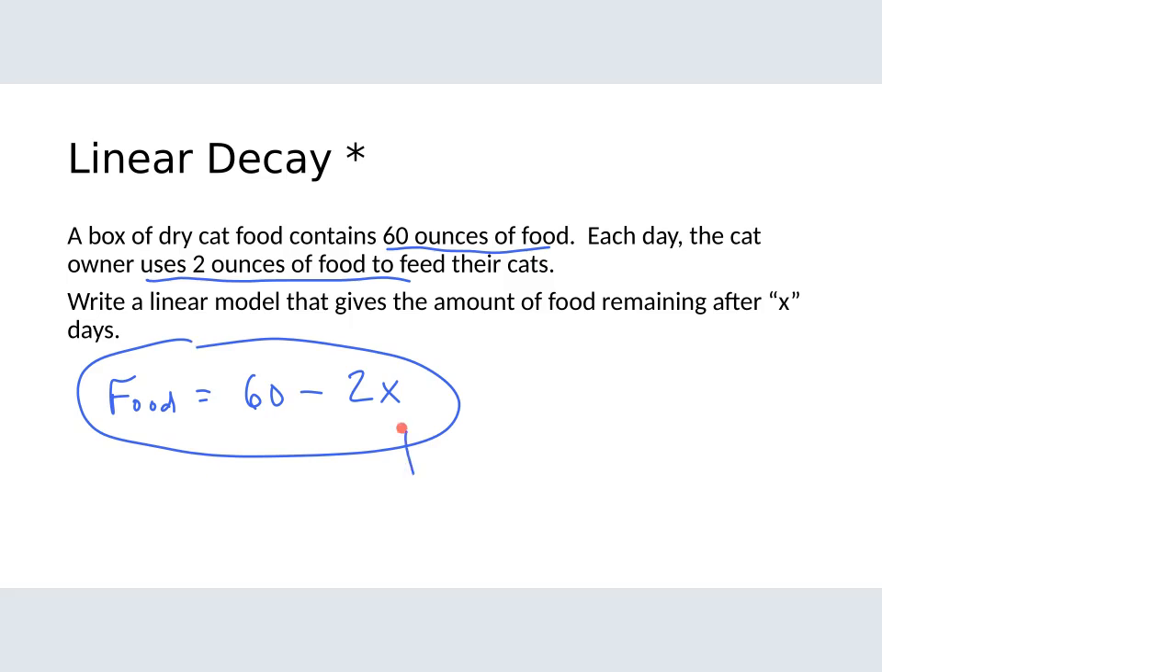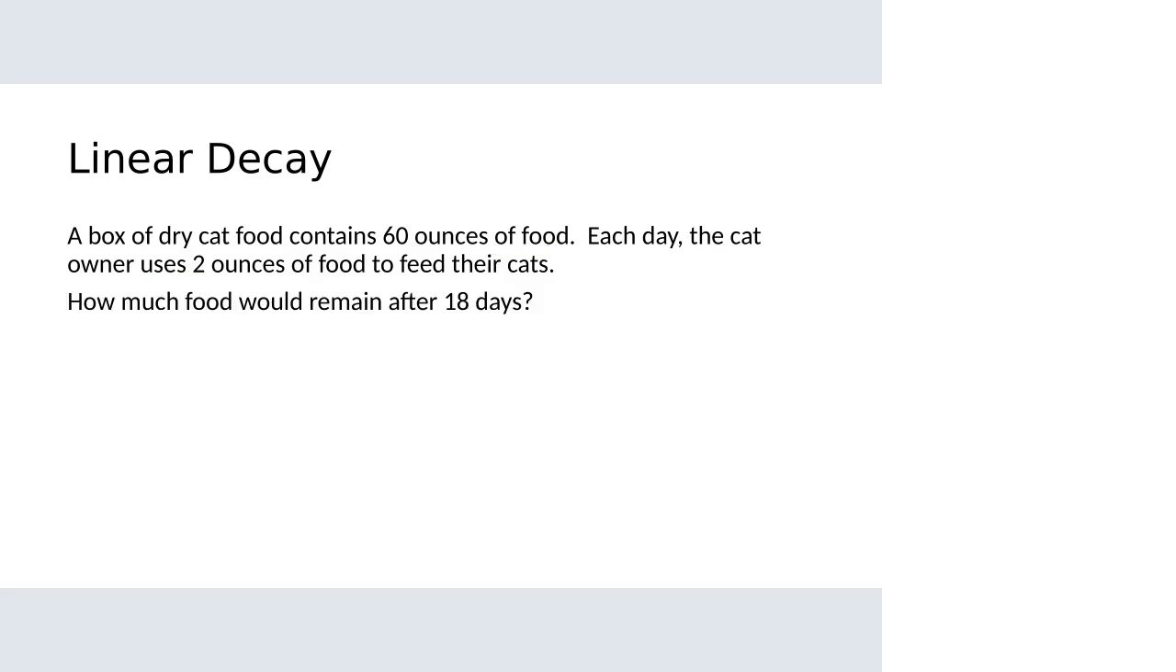After 3 days, we'd plug a 3 in. After 12 days, we'd plug a 12 in, and so on. Let me know if you have questions about coming up with that model or how it would work. An example of using it would be this. A box of dry cat food contains 60 ounces of food. Each day, the cat owner used 2 ounces of food to feed their cats. How much food would remain after 18 days?